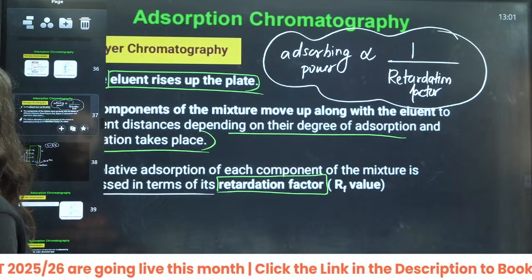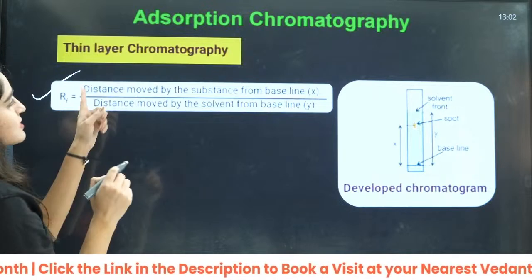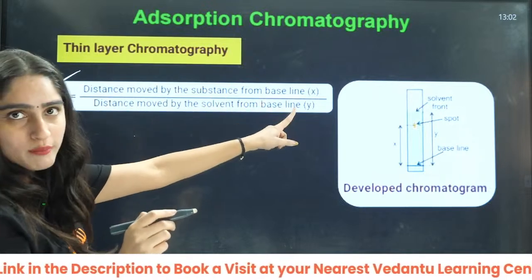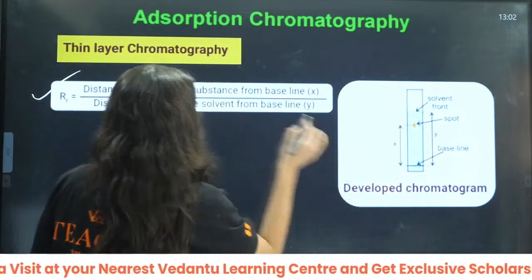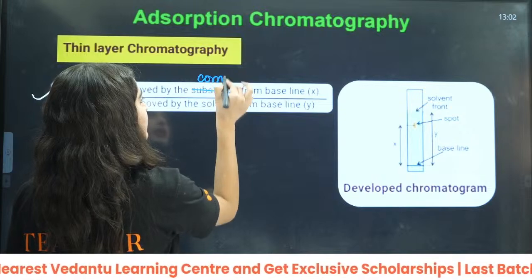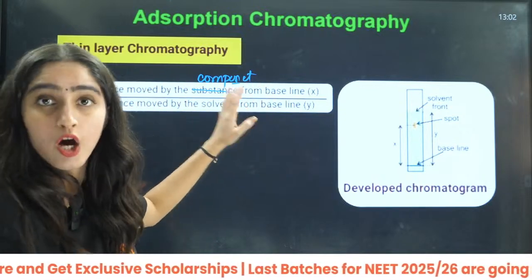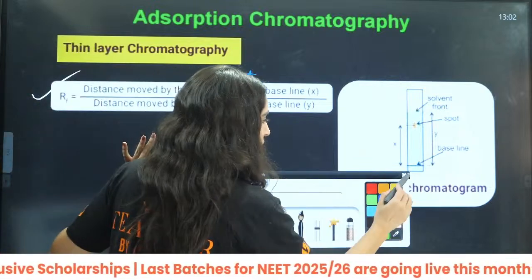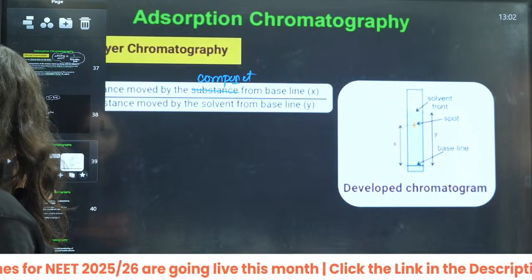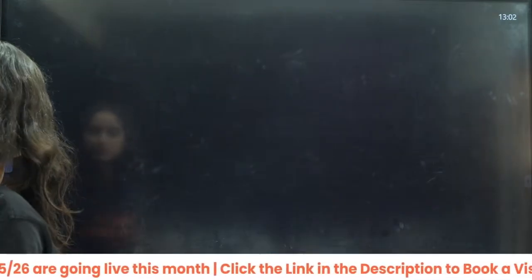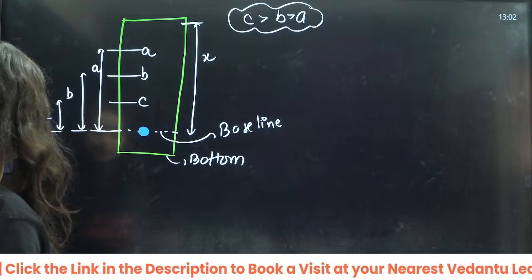So how will you do that? Basically, as it is written here, distance moved by the substance from the baseline divided by distance moved by the solvent. Here, instead of substance, you can write component. With this particular formula, let's do one numerical based on this.